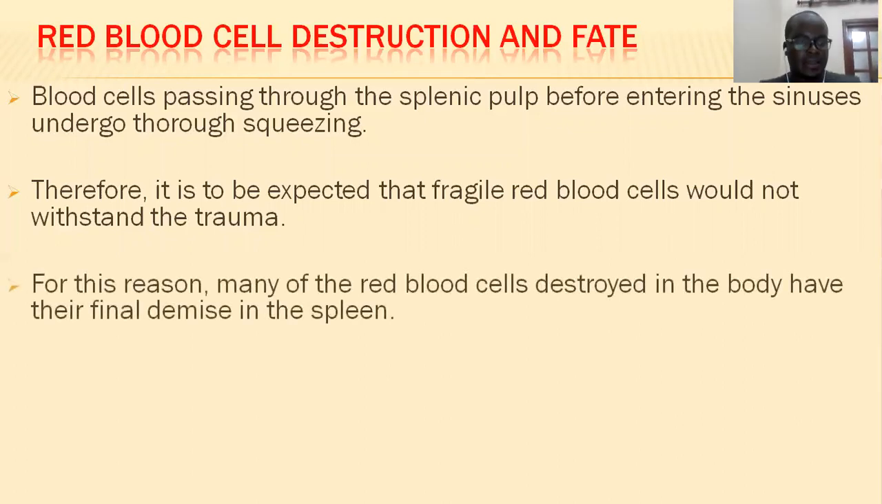For this reason, many of the red blood cells destroyed in the body have their final demise in the spleen. So this is where you have the final demise of red blood cells, because the spleen is the one that is going to select the functional red blood cells and dysfunctional red blood cells due to the age and other factors associated with the flexibility of the red blood cells.